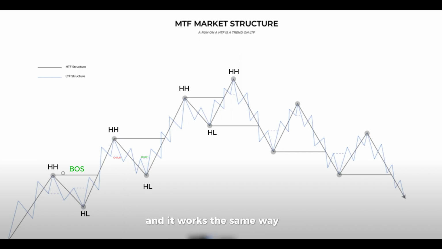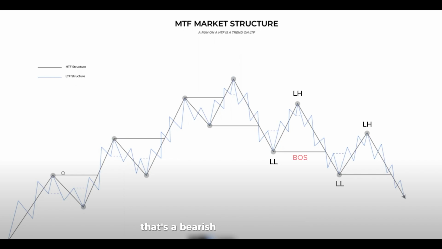And it works the same way in a downtrend, just flipped. In a downtrend, price is making lower lows and lower highs. When price breaks a recent lower low, that's a bearish break of structure. After that BOS, you expect a pullback. So how do you know when the pullback starts?